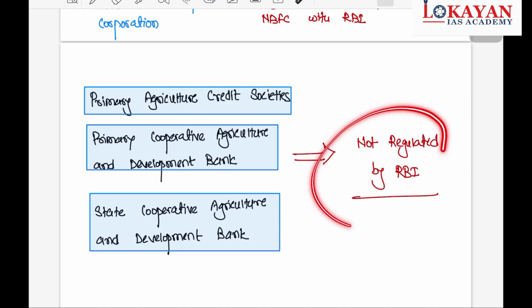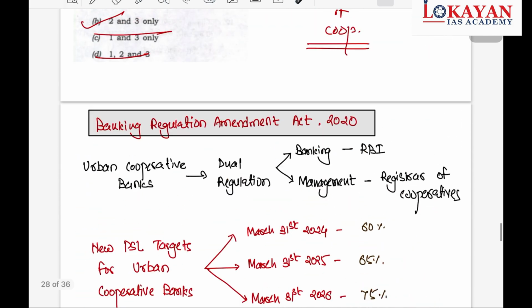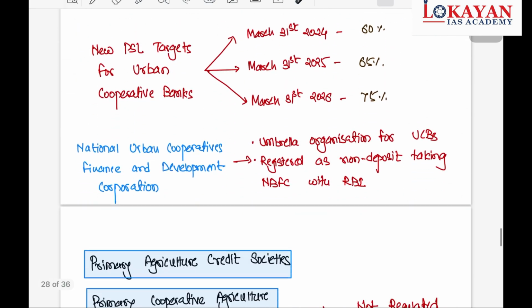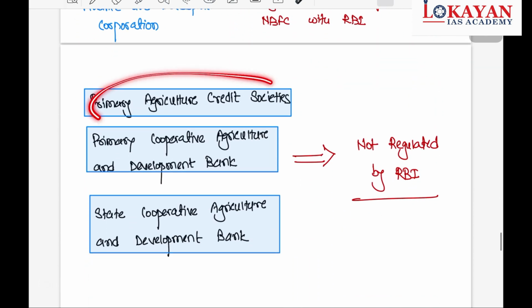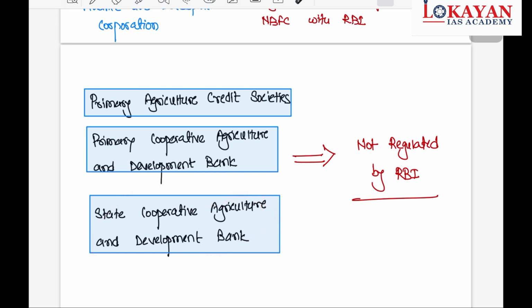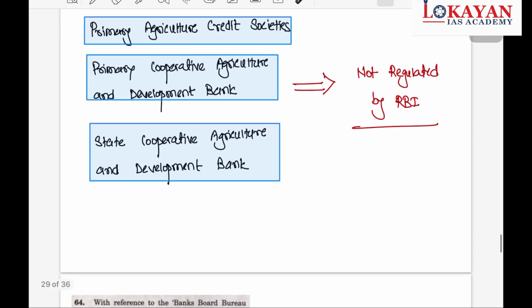Okay, so remember these are not regulated by RBI, because here you have been asked about supervision and regulation of UCBs. So UPSC may ask regarding primary agricultural credit societies, cooperative agriculture and development banks, and others. So pay attention here and tell the answer in the comment box.